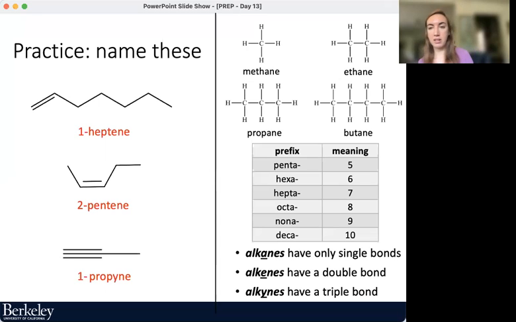Okay. Does anyone have any questions on how I named these hydrocarbons?